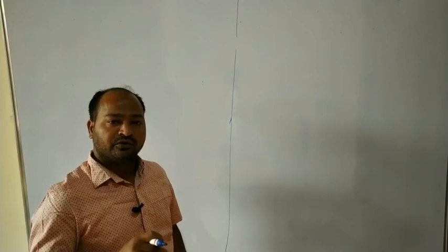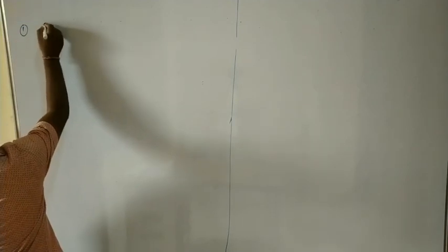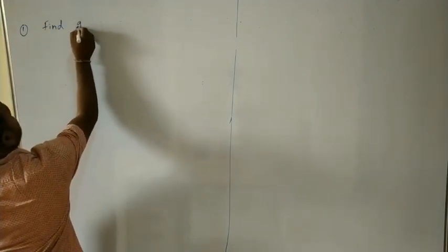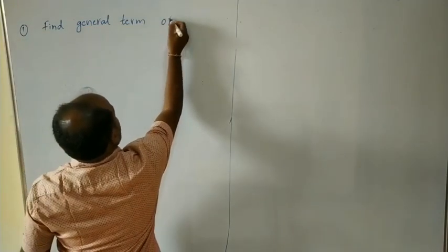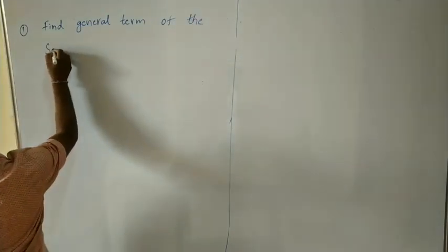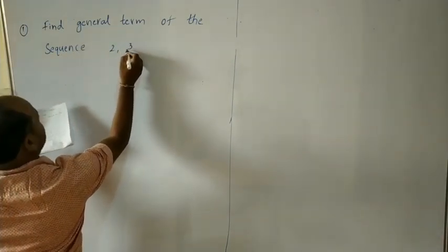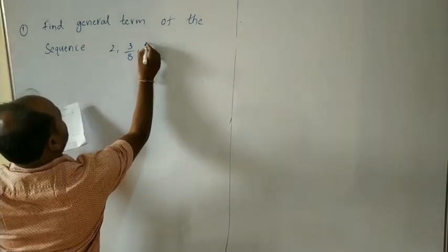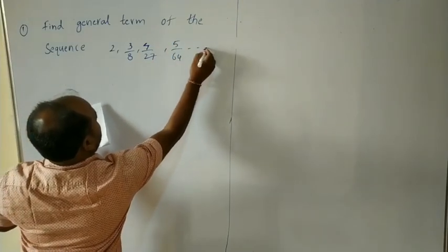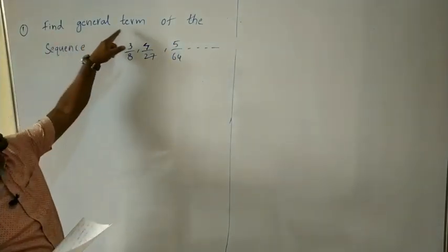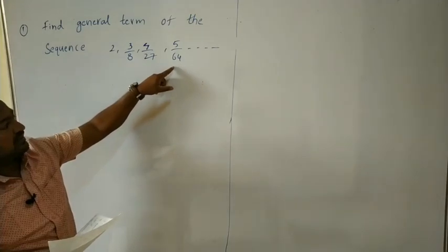Now we are going to discuss some problems. For example, find the general term of the sequence 2, 3 by 8, 4 by 27, 5 by 64, and so on.